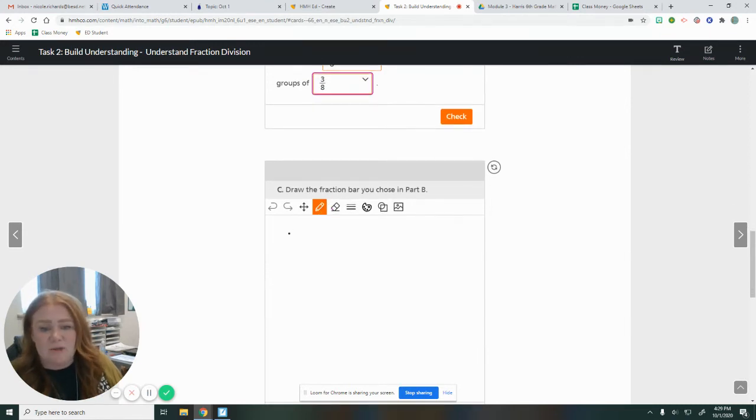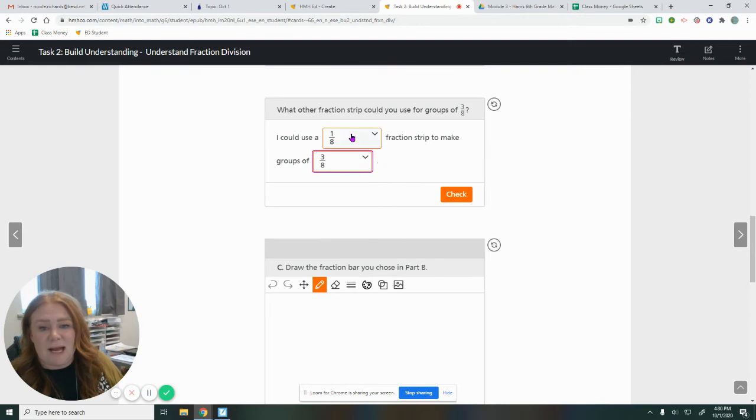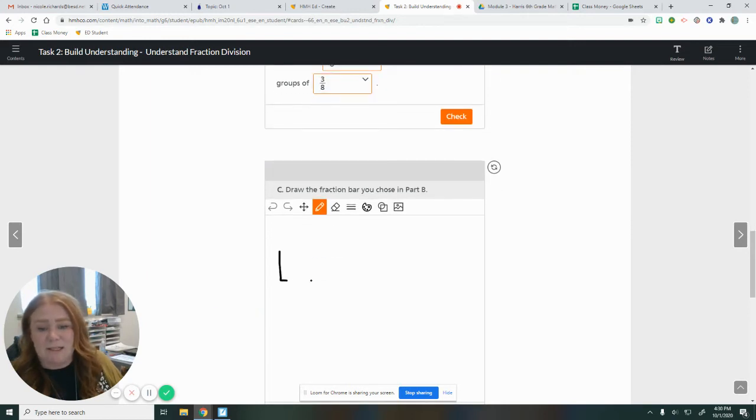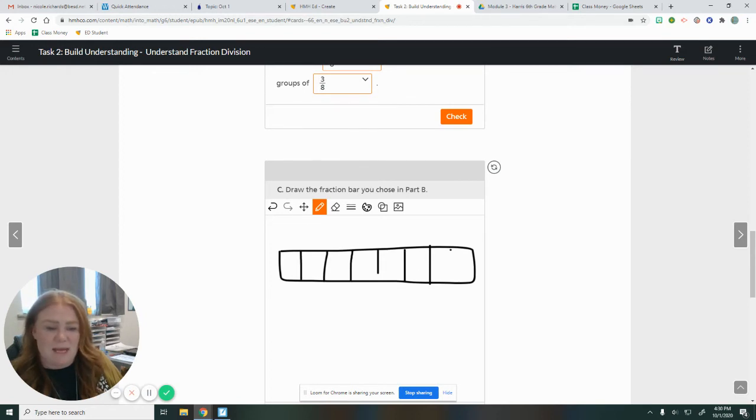So now I'm going to draw my 8s bar here to help me out. So here I'm going to cut it in half and then in 2/4, and then I'm going to cut each of my fourths in half, which makes 8 pieces because half of a fourth is an eighth. So now I have 1/8 here. Here's 2/8, 3/8, 4, 5, 6, 7, 8/8.